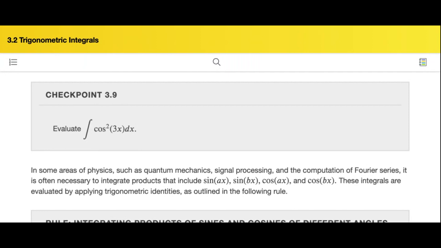Anyone has any questions? Why is it 6? Because when you apply double angle, that becomes 6x, right? Let me show you. So this angle is 3x. Remember cosine squared x, the angle is x, equals half plus half cosine 2x. But now it's 3x. So we have a double 3x. So the angle becomes 6x. Does that make sense?